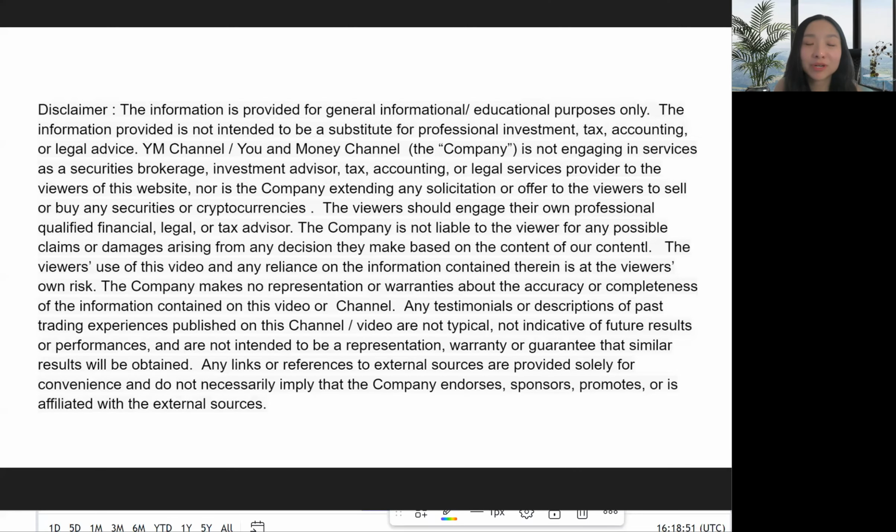Should we sell all of our stock? Should we buy more for the rebounds? Today, I'm going to give you the target price for the Nasdaq and also the S&P 500.